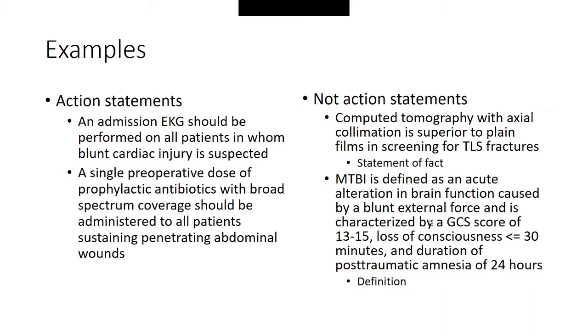Another that we've seen in one of our prior guidelines is that mild traumatic brain injury is defined as an acute alteration in brain function caused by a blunt external force and is characterized by a Glasgow Coma Scale score of 13 to 15, loss of consciousness less than or equal to 30 minutes, and duration of post-traumatic amnesia of 24 hours. That's a definition. That's not an action statement. So we want to avoid statements like this.